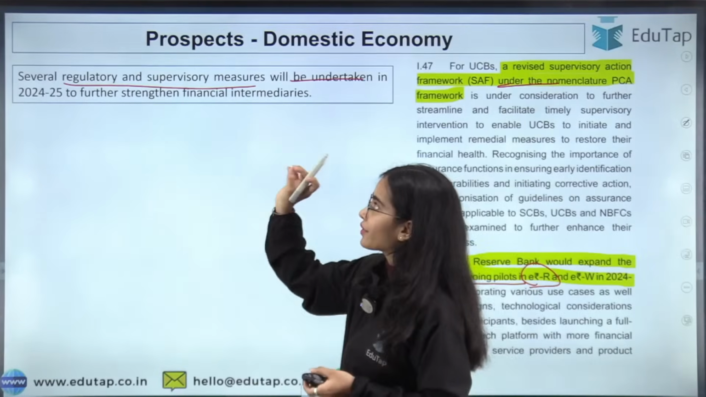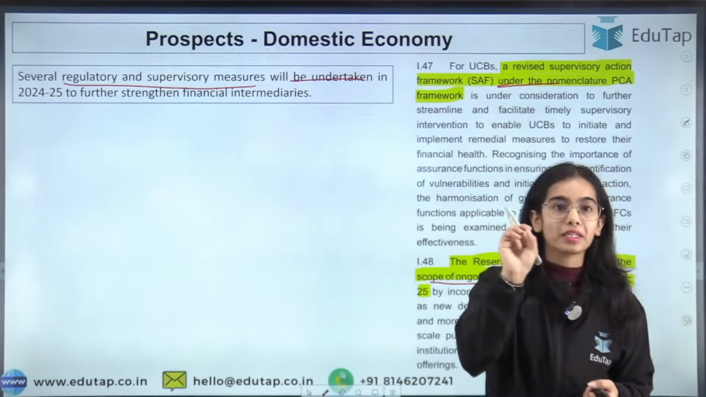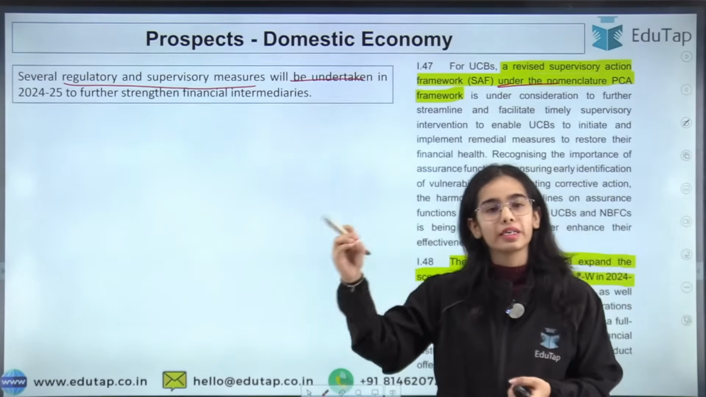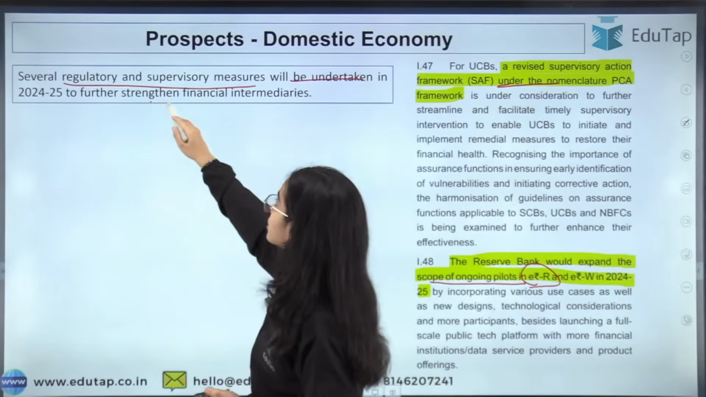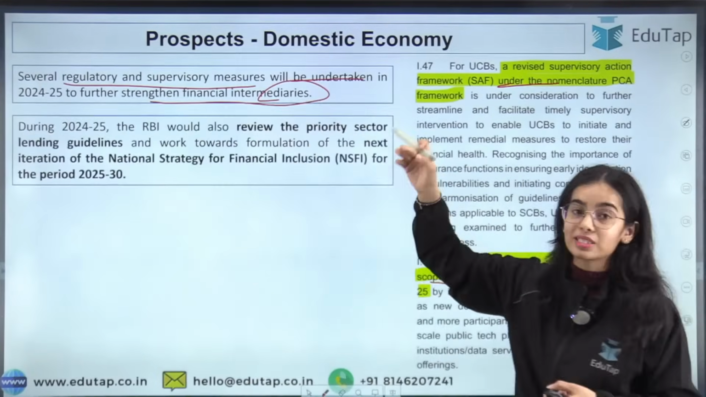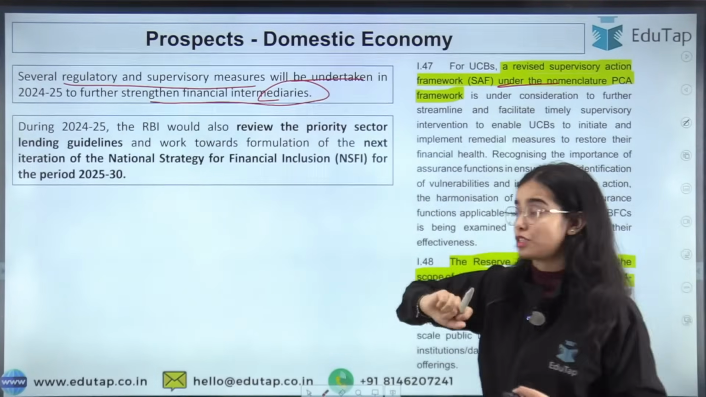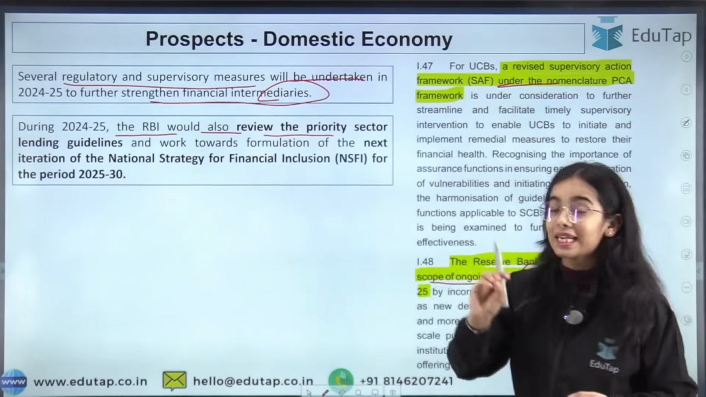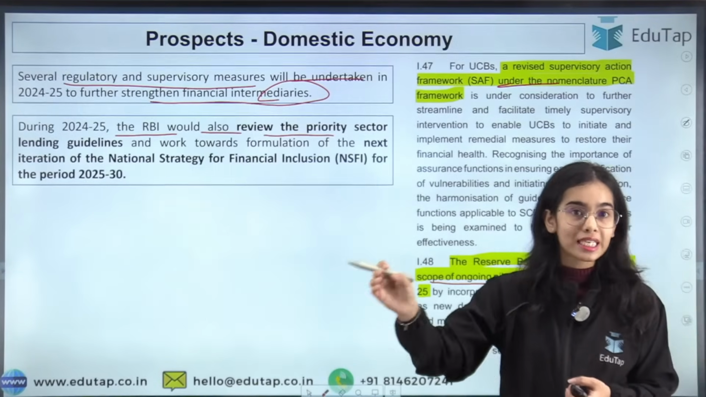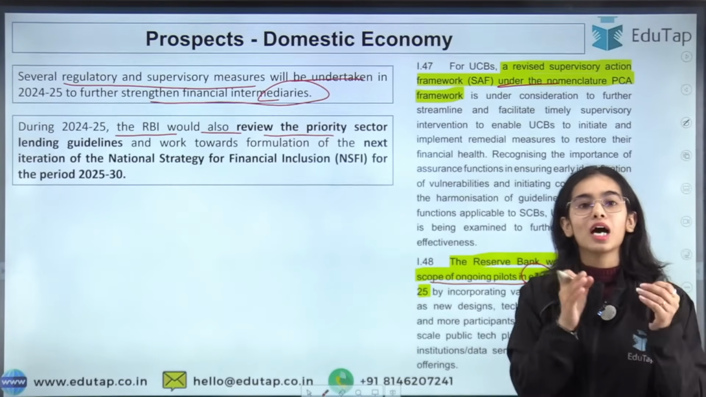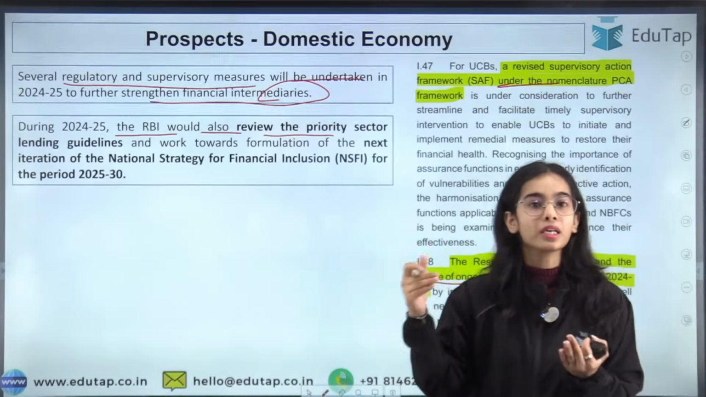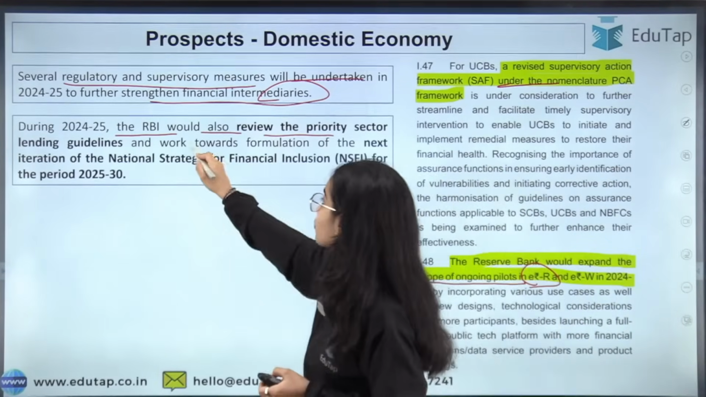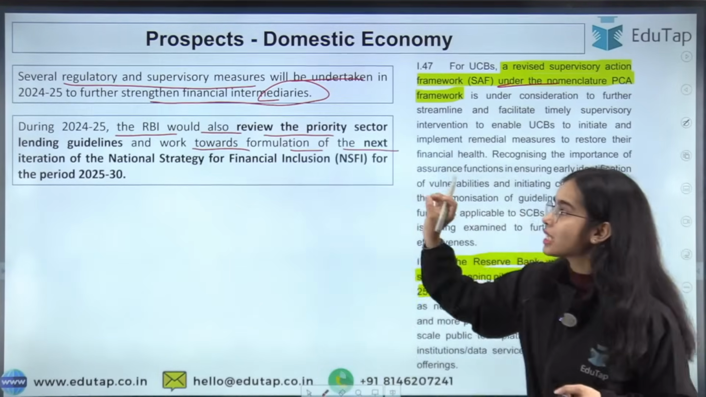Several regulatory and supervisory measures will be taken by the Reserve Bank of India to strengthen financial intermediaries such as the banking institutions, the NBFCs and such. During 2024-25, the RBI would also review the priority sector lending guidelines. So major changes can be brought by the Reserve Bank of India.